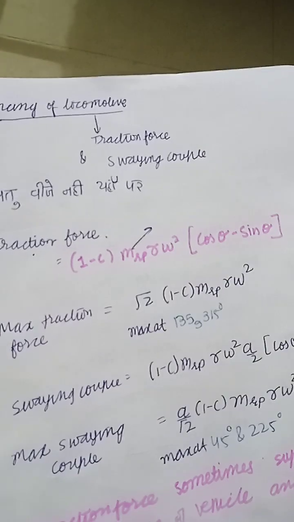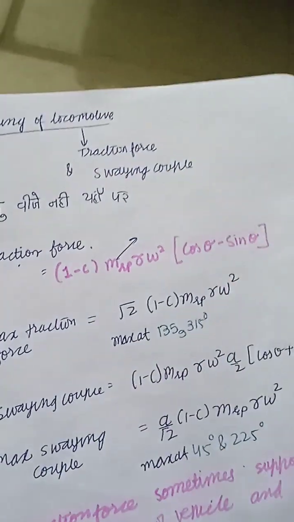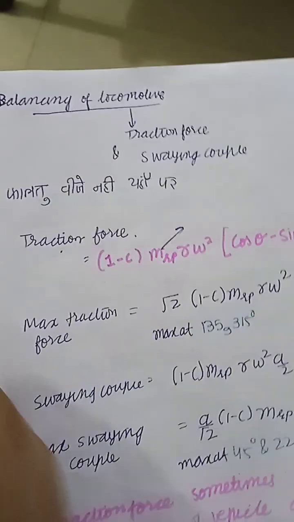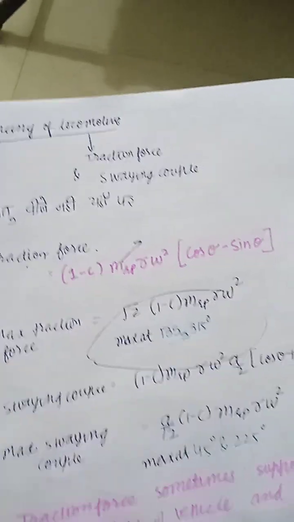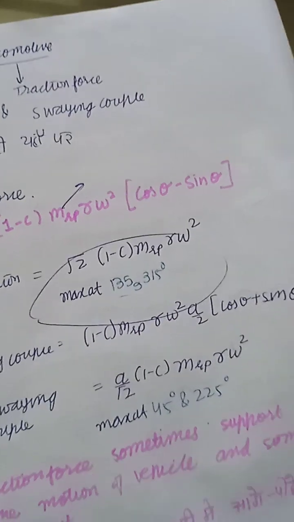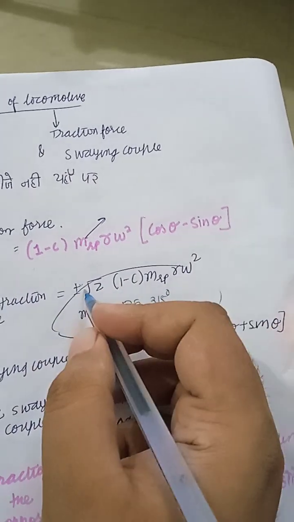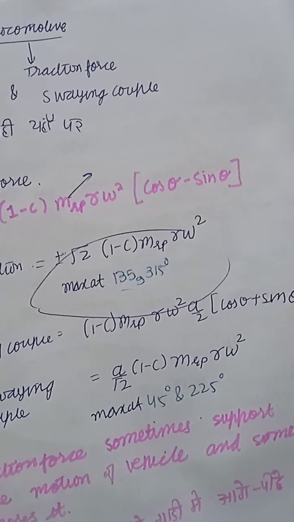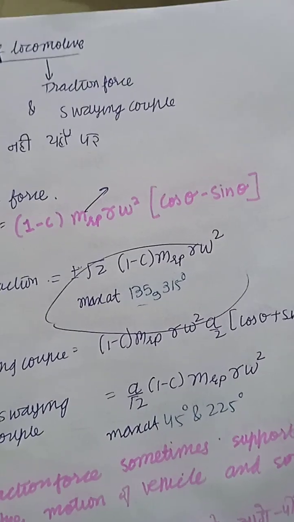So this is the unbalancing force that remains in horizontal direction. Now you might be thinking, where is the maximum traction force? It appears at 135 and 315 degrees, because it comes as plus minus, plus at 135 and minus at minus 135. Plus or minus does not depend on magnitude, so the maximum appears at 135 and 315.